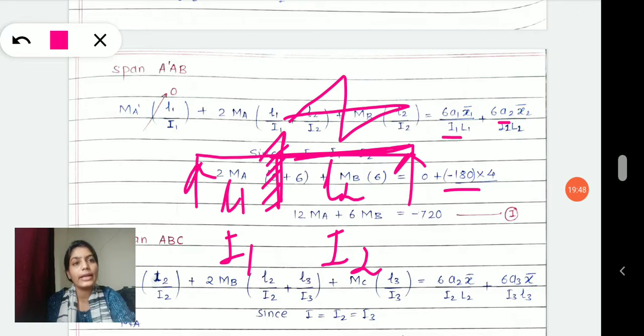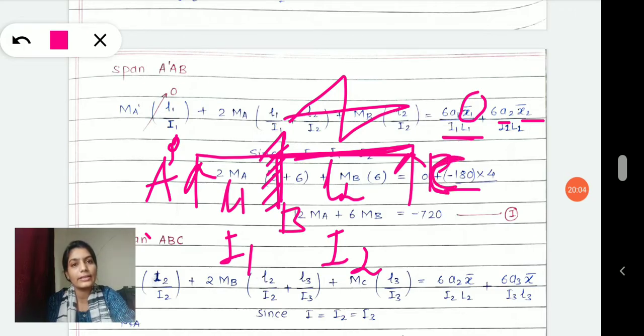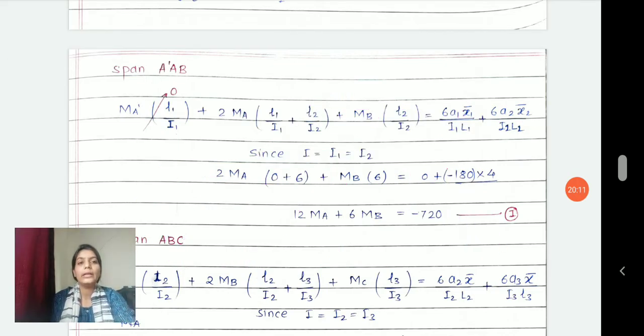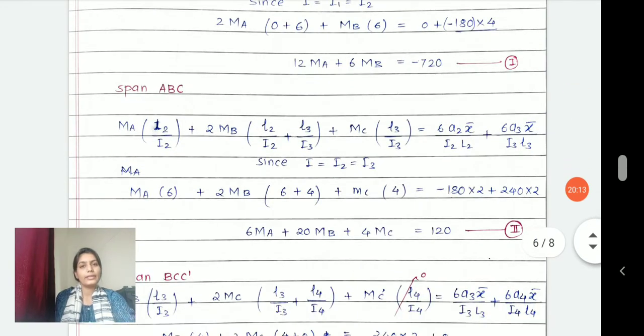Now for x bar, you should remember x bar for L1 you will take from A dash side, and x bar for x2 you will take from the C side. So x1 from A dash, x2 from C dash side. Simplify it, you will get a new equation.